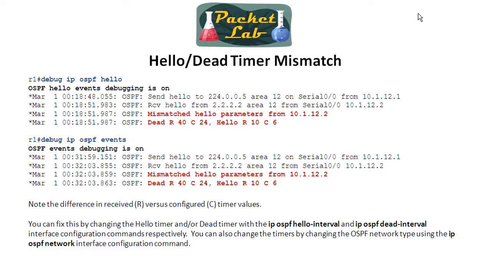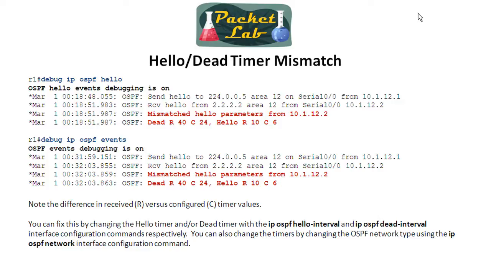So once again, IOS is not going to scream at you and start logging errors that say there's a hello and/or dead timer mismatch between the two potential neighbors. You're basically going to do a show ip ospf neighbor and you're not going to get any output. So what you want to do is use those commands I just showed you, the show ip ospf interface, specify the interface on each of the potential neighbors and see if you can find a mismatch.